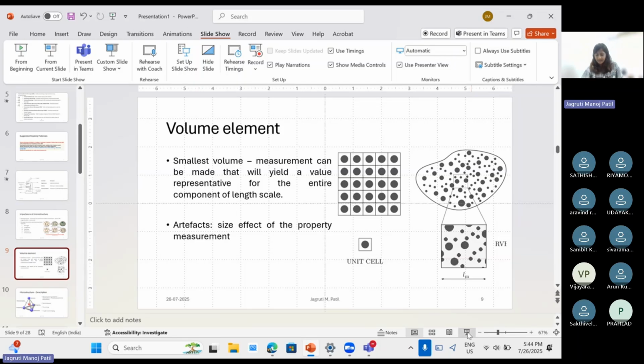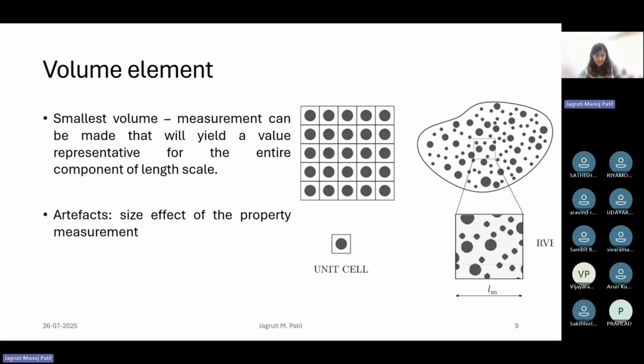I hope the slides are visible now. Without further ado, we'll start. Here, you're able to see the slide called volume element, right? Okay, thanks. So, what is this volume element? Let's first start with an image. You have an image that's 2D, a 2D representation of something. This will have its smallest unit as nothing but a pixel.